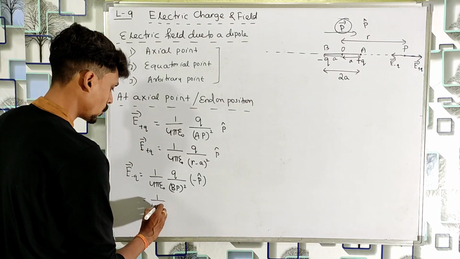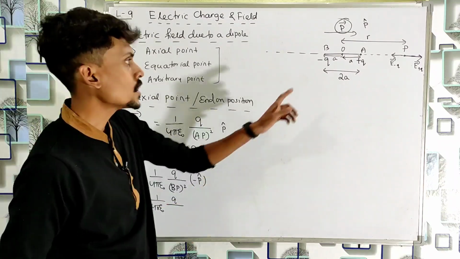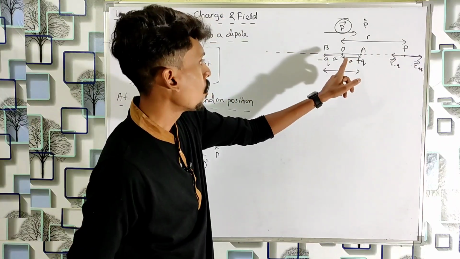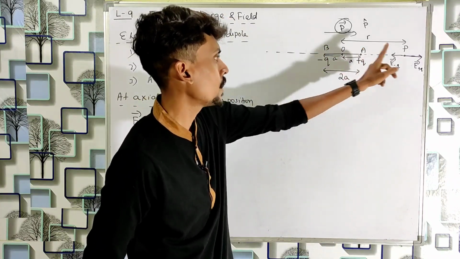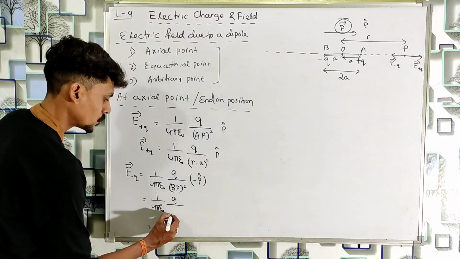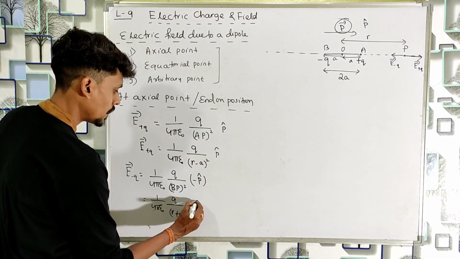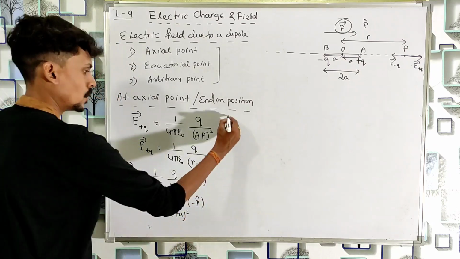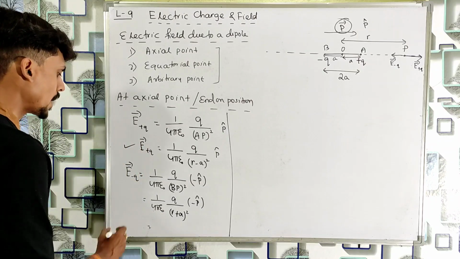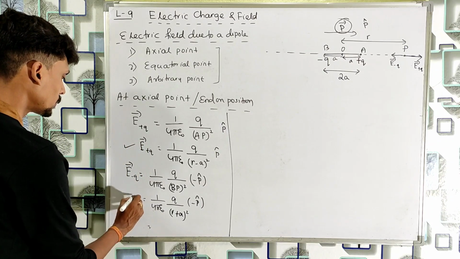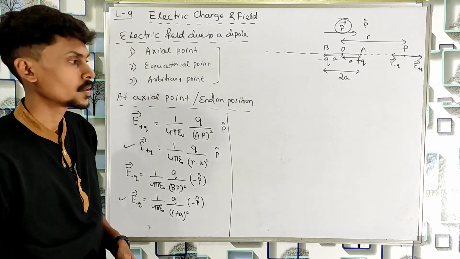So 1 by 4 pi epsilon naught Q divided by, what is the value of BP? OP is R and BO is A. So BP will be R plus A. So write R plus A square into minus P cap. So these are the values of E plus Q and E minus Q. So we have two electric fields at point P.